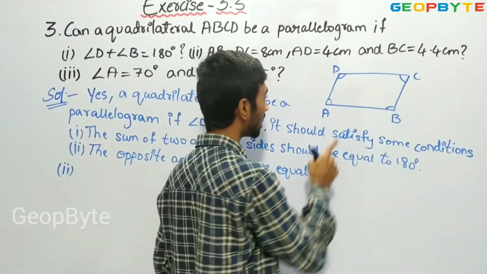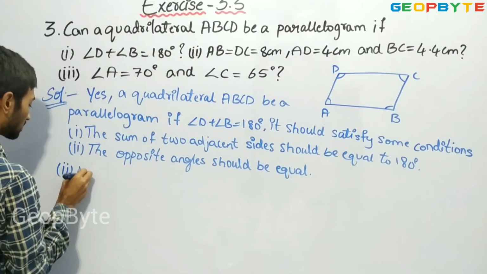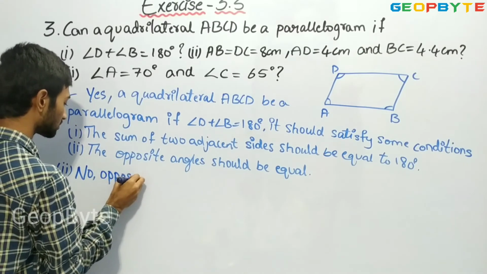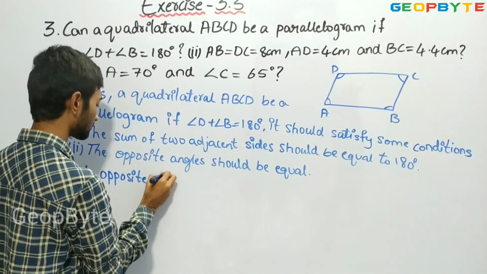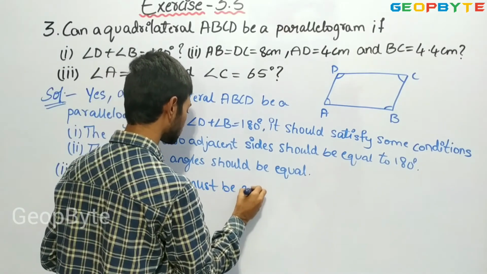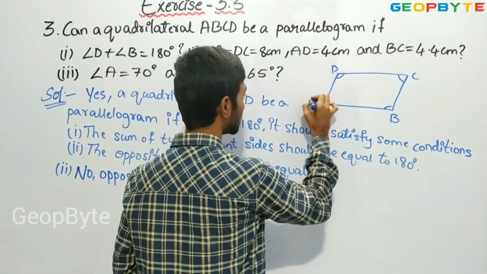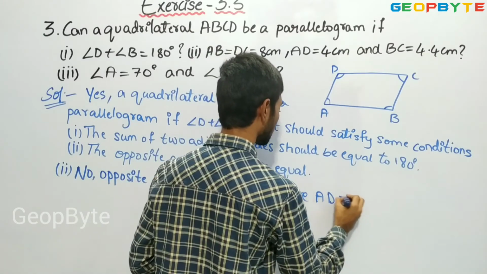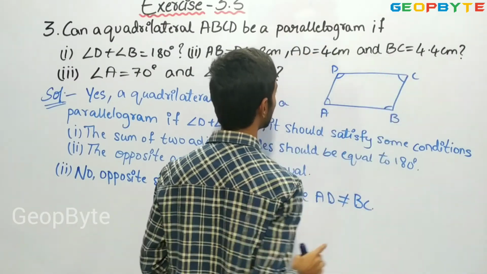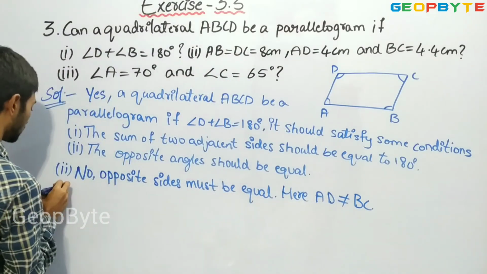But in a parallelogram, the opposite sides should be equal. So, no. Opposite sides must be equal. Here, AD is not equal to BC. So here AD is not equal to BC. That's why this condition is not accepted. Next, third one.